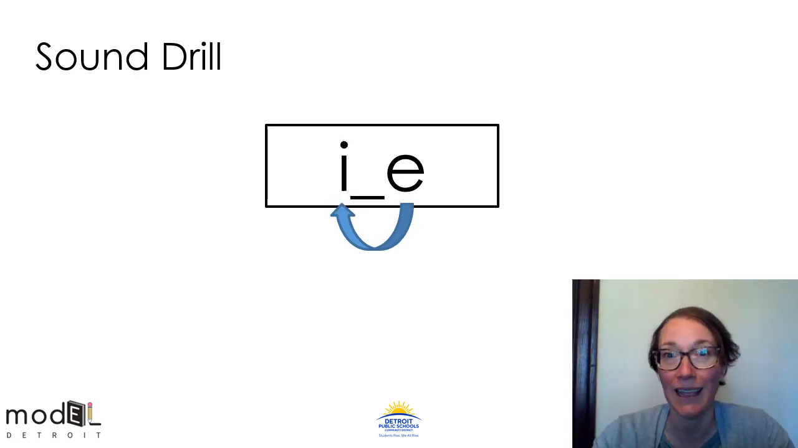E. Here's another one. We have an I with a magic E at the end. The magic E won't make its own sound. It gives its voice to the first I, and that I says I, like in kite. What's the sound? I. The I says its name. Say it with me. I.